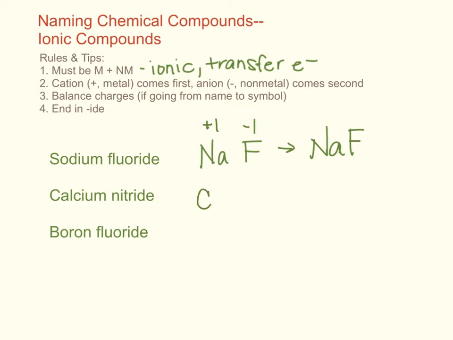So my calcium and my nitride is going to be nitrogen. I look at my periodic table, and above calcium's group number there is a +2, meaning that calcium has a +2 charge when it forms an ionic bond. Nitrogen has a -3 charge when it forms a bond.